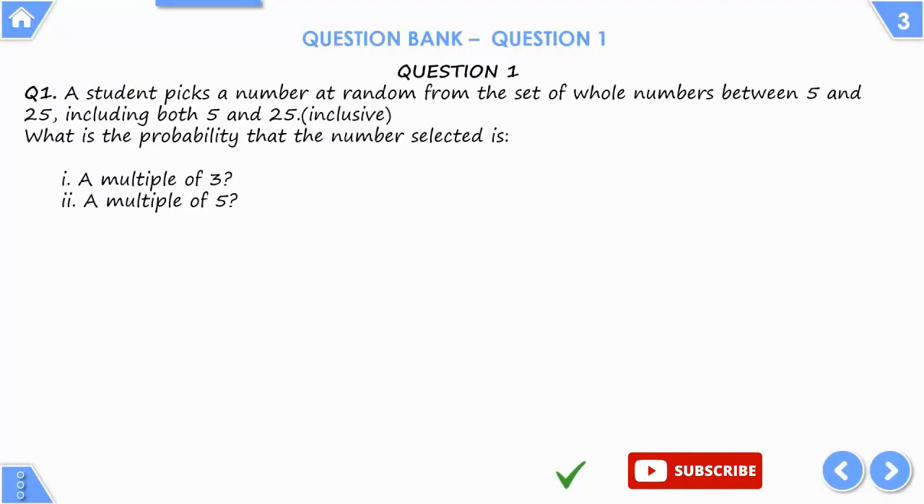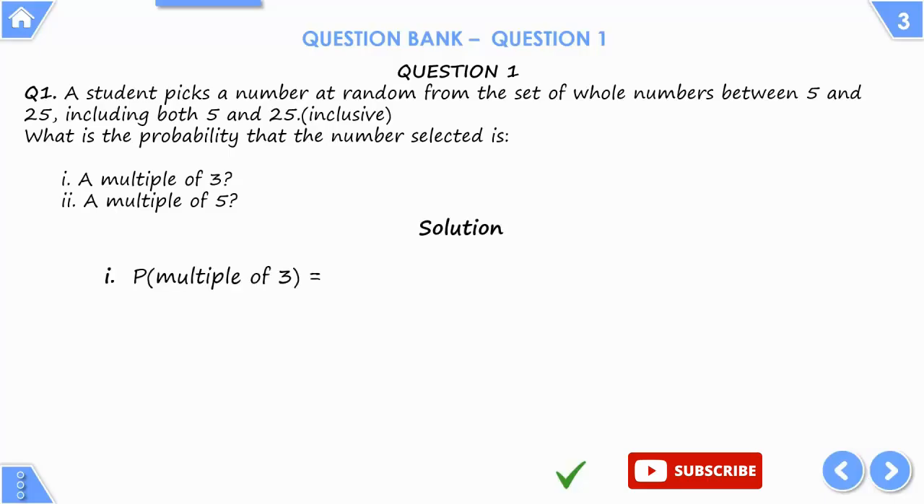So question 1: a student picks a number at random from the set of whole numbers between 5 and 25, including both 5 and 25 itself. So 25 and 5 are inclusive. What is the probability that the number selected is a multiple of 3 and a multiple of 5?